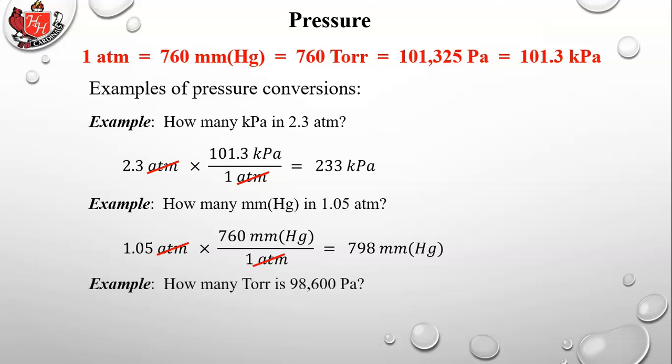One more. How many torr is 98,600 pascals? So 98,600 goes on the left. Unknown number of torr goes on the right, and you need the conversion between torr and pascals. 760 torr equals 101,325 pascals. So torr goes on top, pascals goes on the bottom, so it will cancel. So pascals cancels with pascals, and you do the math on that, and you get 739 torr.